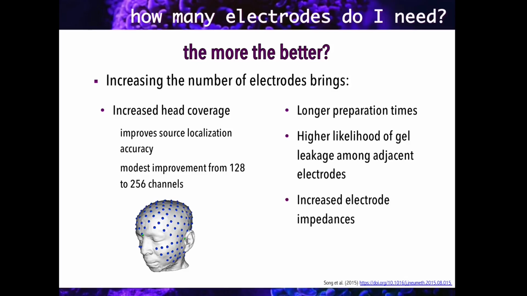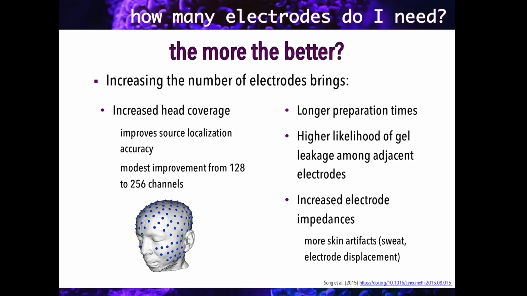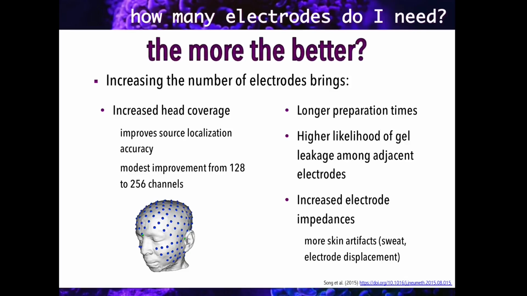A high number of electrodes most likely also increases their impedance, or the resistance that they place for conducting electricity. This leads to more noise in general and increases the amplitude of skin artifacts, such as those generated by sweat and slight displacement of the electrodes. So to summarize, when planning your experiment, it is always a good idea to consider the up and down sides of increasing the number of sensors to use.